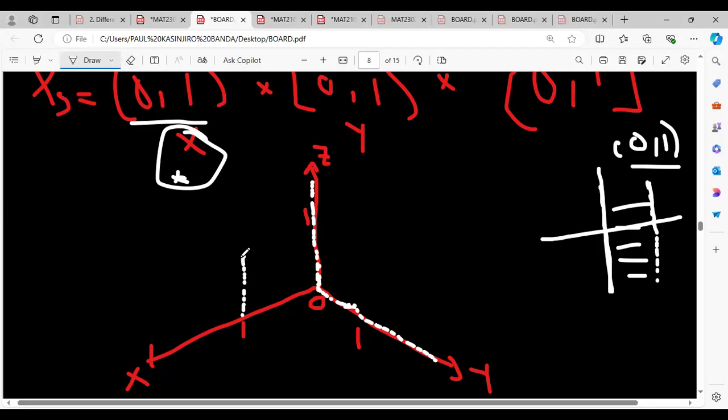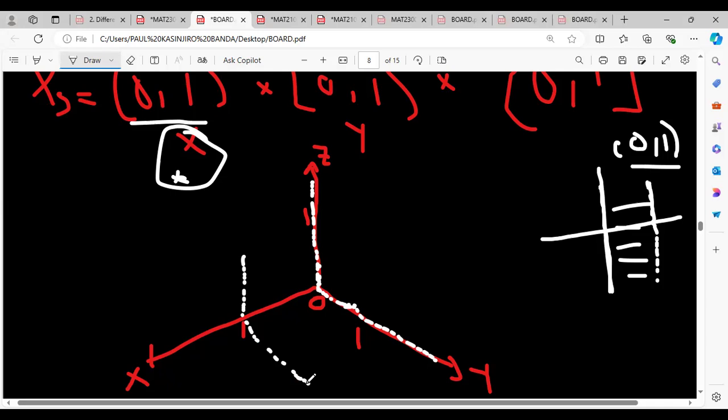Okay, so this line here is parallel to the z. And then let's draw a line that is parallel to the y. So parallel to the y, this line should go like that. Okay, and then the 1 will be somewhere there. Okay, so we've represented that interval for the x in the 3 dimension. I don't know if you are getting it.